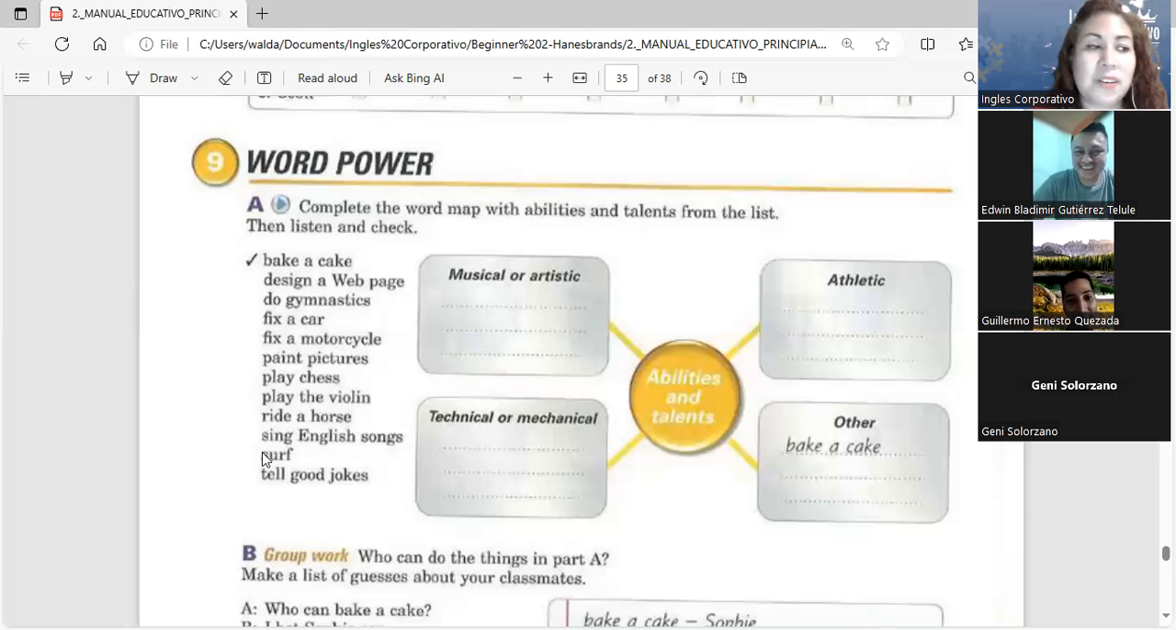Okay, surf. Can you surf? No, I can't. Okay. Can you tell good jokes? Do you understand tell good jokes? I don't know. What is the meaning of jokes? Jokes. Bromas or chistes.